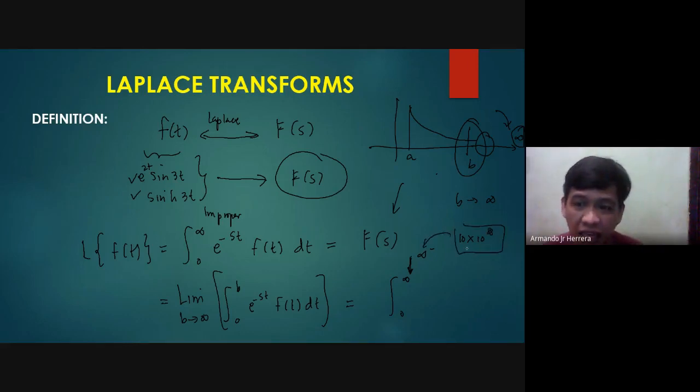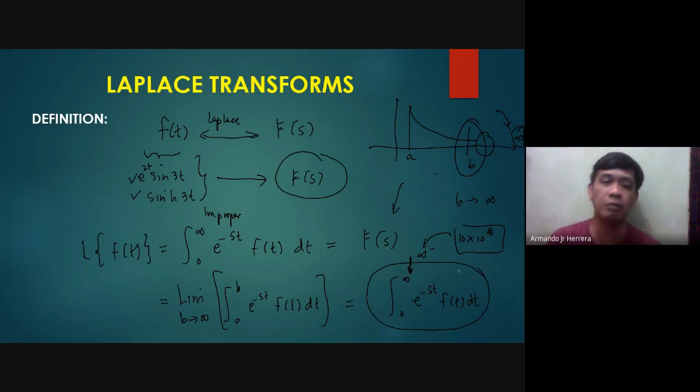So, I'm not saying na equal siya dun sa infinity, but what I'm trying to say is, nakakuha ako ng defined value na napakalaki na pwede nating i-compare with that infinity. So, in that, makukuha na natin yung sagot natin. So, e to the minus st f of t dt. So, eto na yung gagamitin nating formula to solve for the Laplace transform of any function of t.